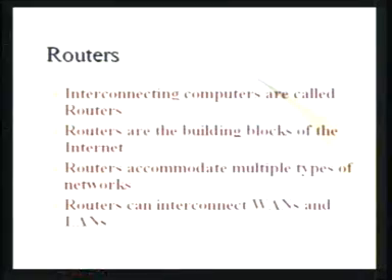Some are proprietary protocols, and the router deals with all of them. So, we have a router which handles all types of networks and is able to connect them. A router can interconnect WANs and LANs. So, in summary, the internet has many building blocks, and the router is one of them.